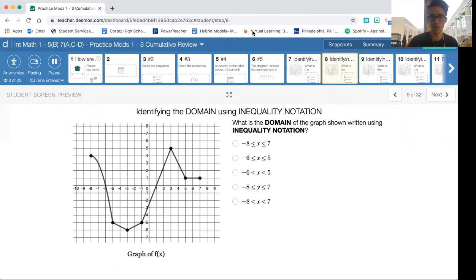Domain now talking about the inequality. Well, I'm actually going to rewrite what we had, -8 to 7. And we're looking again for X values. So the option that includes -8 and 7 and also has X in between is this first one here.